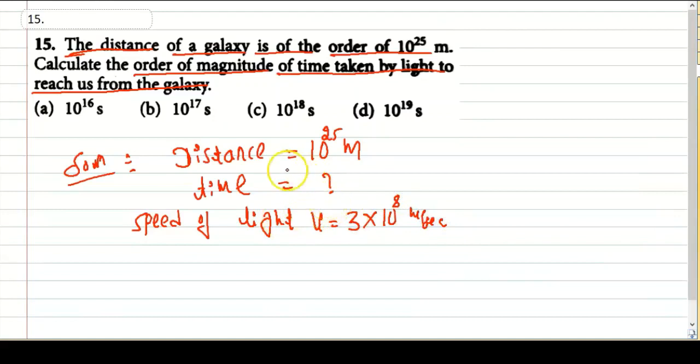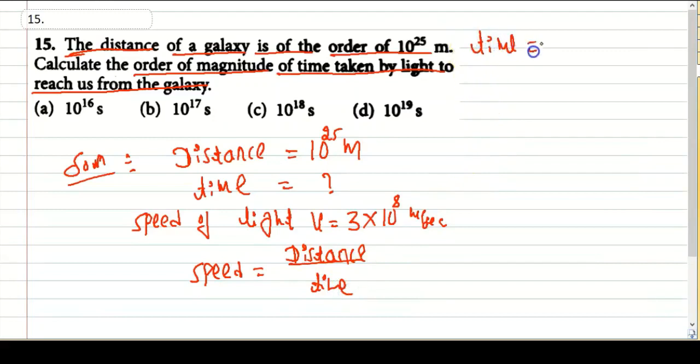Now speed and distance are given, and we need time. We know that speed is equal to distance divided by time, so time is equal to distance divided by speed.